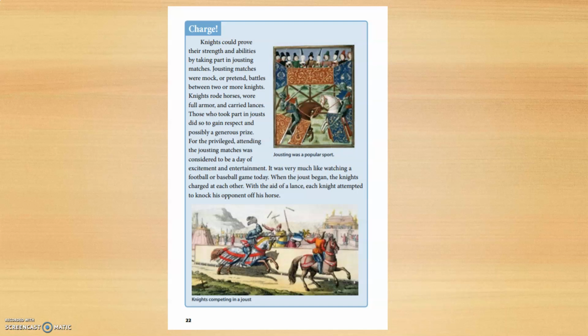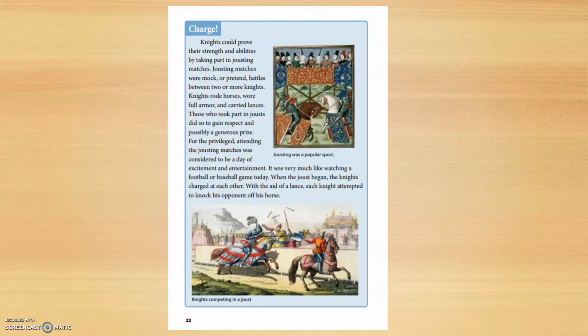Charge. Knights could prove their strength and abilities by taking part in jousting matches. Jousting matches were mock or pretend battles between two or more knights. Knights rode horses, wore full armor, and carried lances. Those who took part in jousts did so to gain respect and possibly a generous prize.